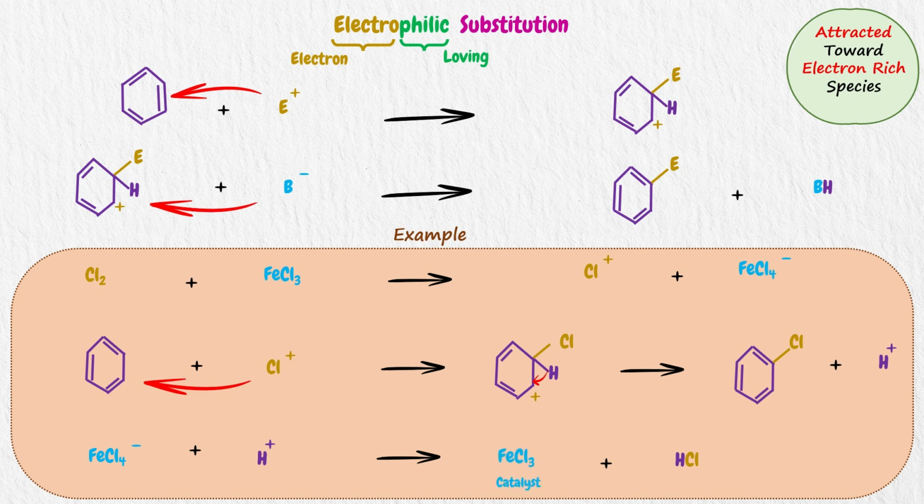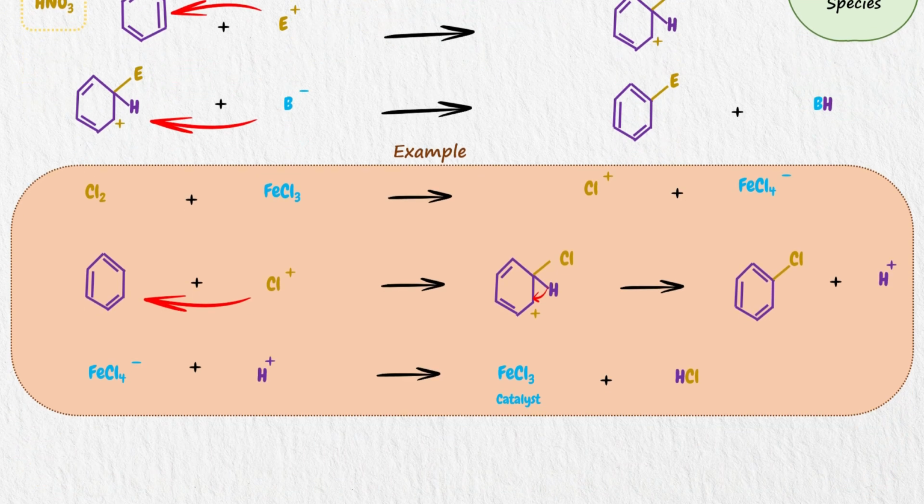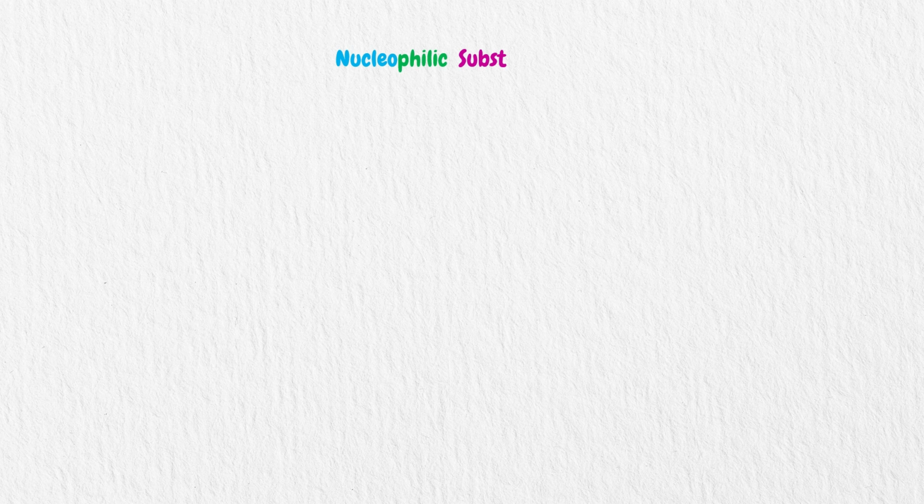Ferric chloride, which was a catalyst used in reaction, as catalyst only facilitates the reaction. And in this reaction, ferric chloride as a catalyst helps to make a stronger electrophile. Few examples of electrophiles are chlorine, bromine, and nitric acid. Moving to nucleophilic substitution reaction.